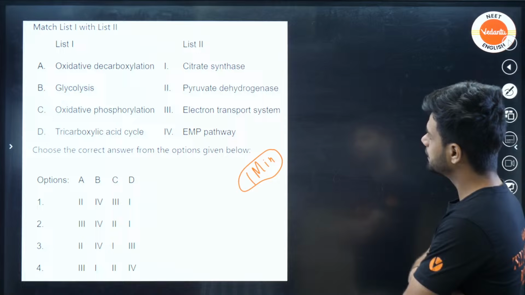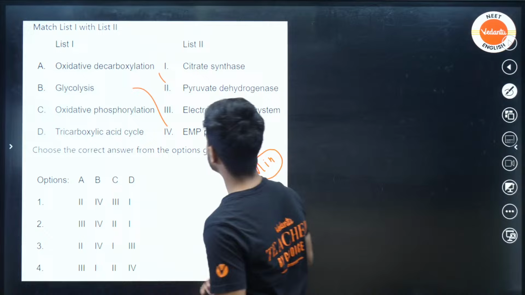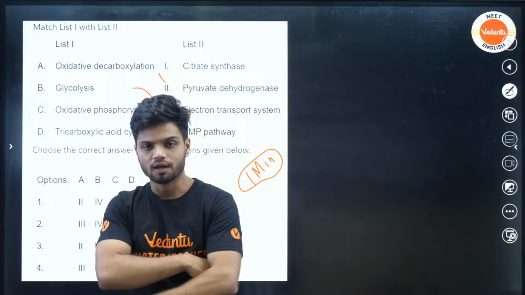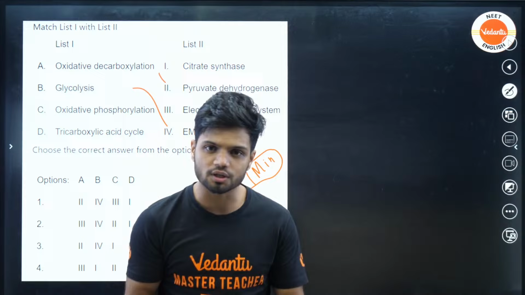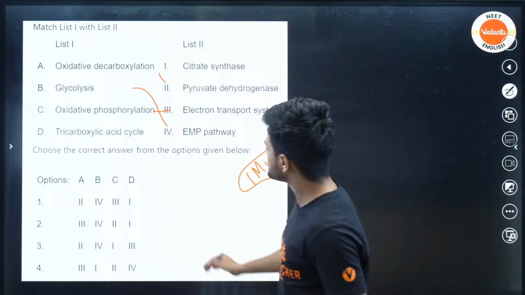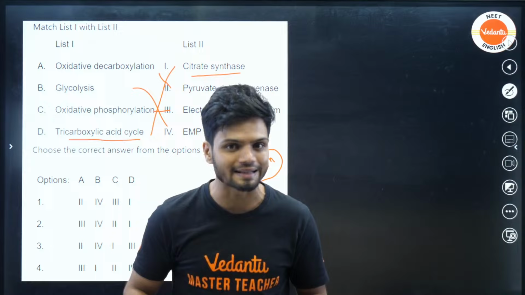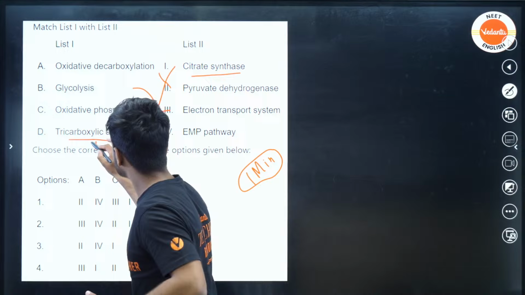Now, glycolysis is also called your EMP pathway. Now, what about the electron transport chain? That is the jumping of electrons, and the final electron acceptor is your oxygen. That is happening in the case of your electron transport chain. The tricarboxylic acid cycle has an enzyme called citrate synthase, which is involved in the production of citrate. So the first stable compound is citrate. The TCA cycle is also called your Krebs cycle.